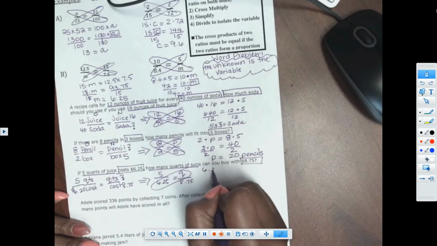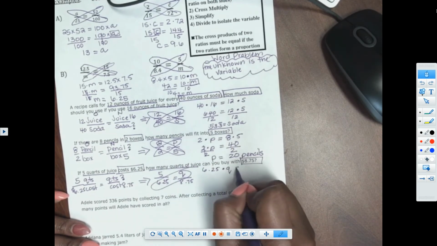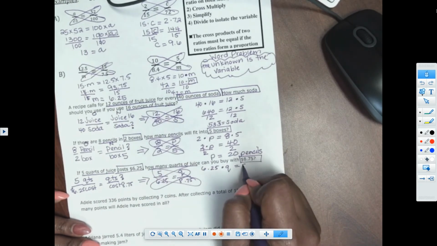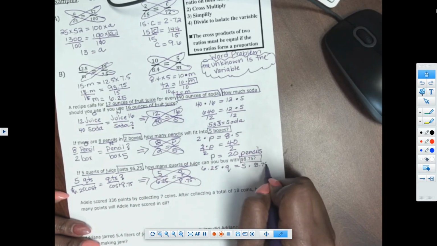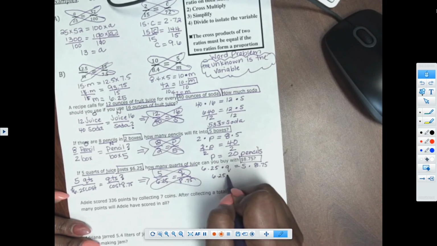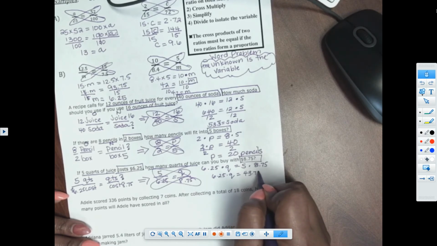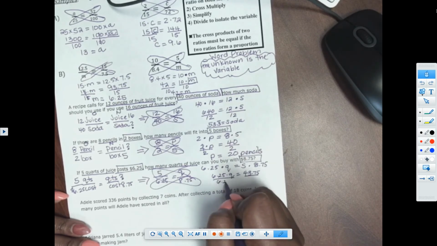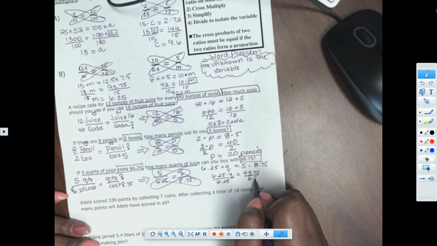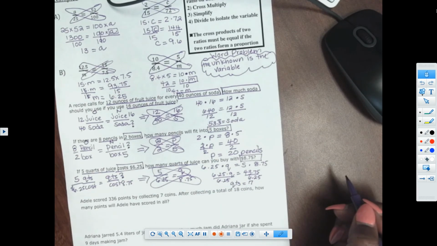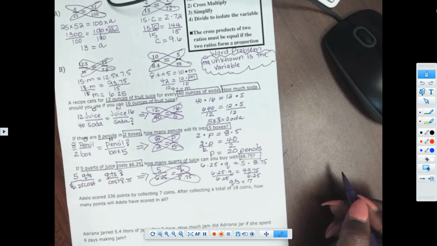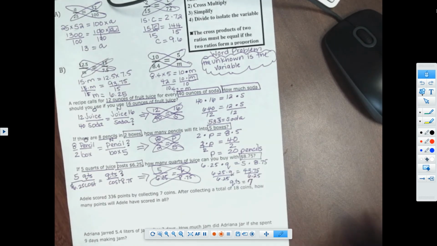So we got 625 times Q equals 5 times 875, which gives me 625 times Q equals 4375. Divide both by 625. So I get exactly 7 quarts when I pay $8.75. Okay, this is 7, not 17. Okay, 7. So last one that I'm going to go through, because I think you should pretty much have it after this example.